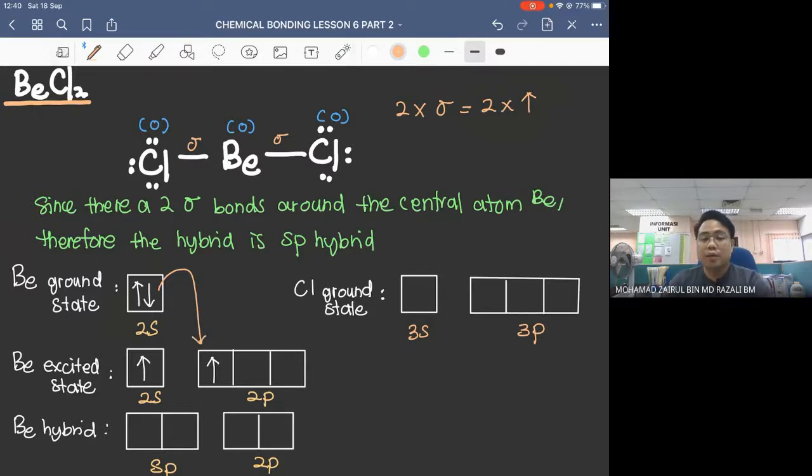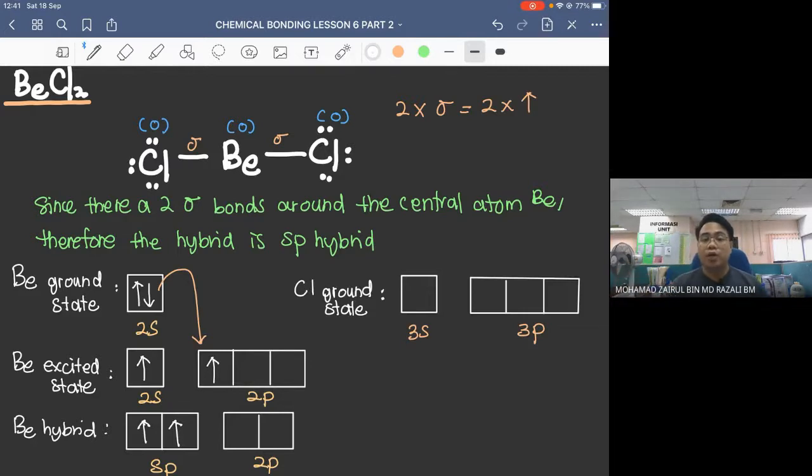So we know that the beryllium is sp hybrid. Okay, sp hybrid maknanya dia hasil hybrid between 1s orbital and 1p orbital. So sebab itulah saya akan gabungkan yang ini. Saya gabungkan ini, rapatkan dia punya box ataupun dia punya orbital, jadikan sp. So lagi 2 yang kosong tu awak kena lukis juga, tapi awak biarkan kosong lah.